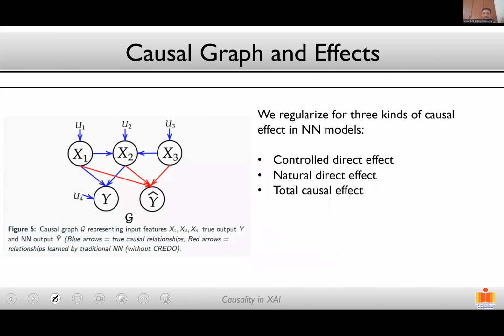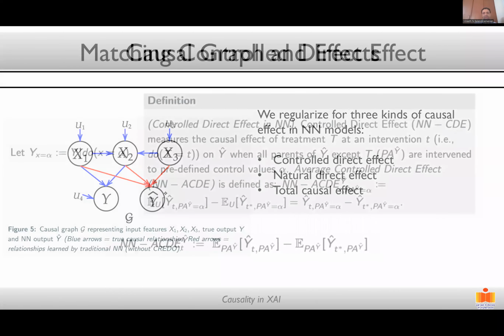We show in our work that we can regularize for three kinds of causal effects: a controlled direct effect, a natural direct effect, and a total causal effect. I'm not going to describe each of these in this talk, but causal effects can be of different kinds, whether a variable directly influences another variable, or whether a variable influences another variable indirectly through a third variable. Depending on that, you can have a direct effect, an indirect effect, or a total effect, which is the combination of direct and indirect, and so on. We show in this work that we can make a neural network respect direct effect and total effect. How do we do that?